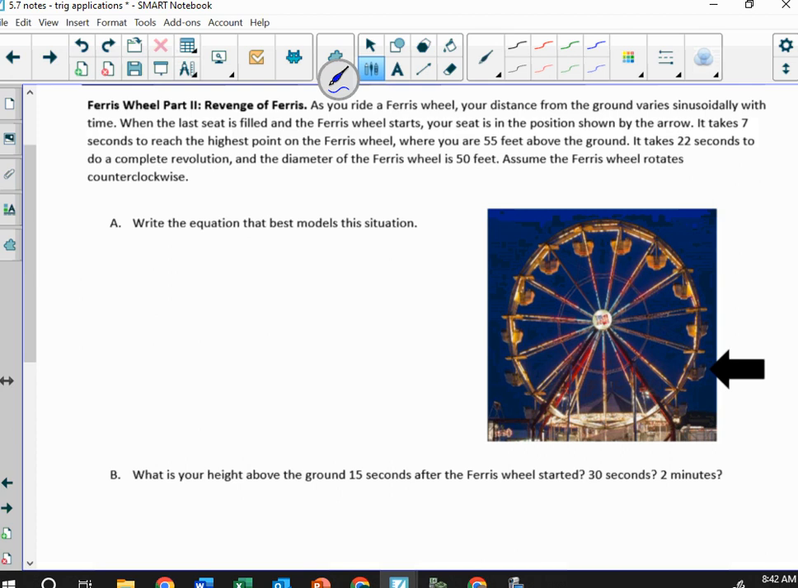So you're riding a Ferris wheel. Hopefully everyone's ridden a Ferris wheel. Otherwise we need a field trip. So this is where you're starting. This is the little bucket you are in to begin with.